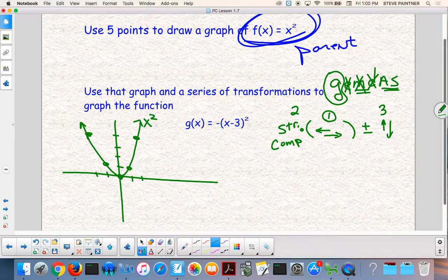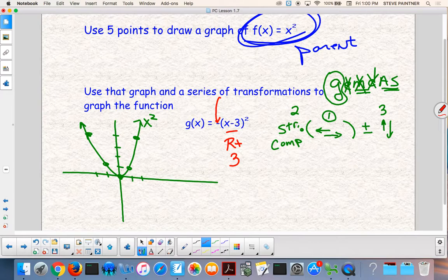Okay, so what are you going to do first in this one? Right 3. This is right 3, then you have to look out here. Is this a stretch or a compression? Or is it neither? Neither. And it's neither because the number's 1. 1 won't stretch, 1 won't compress.